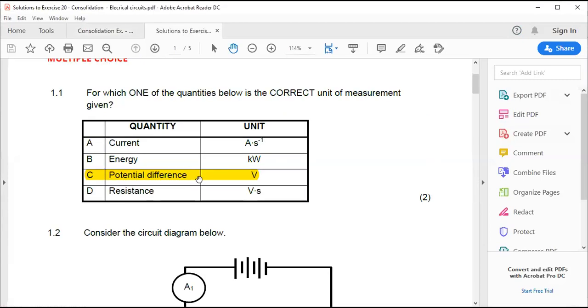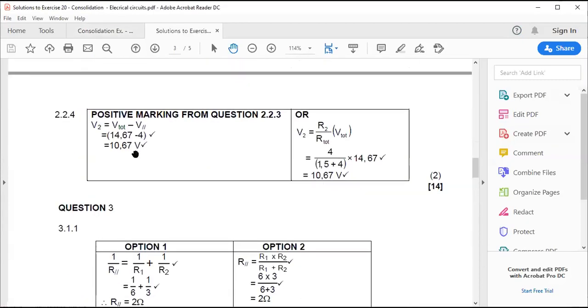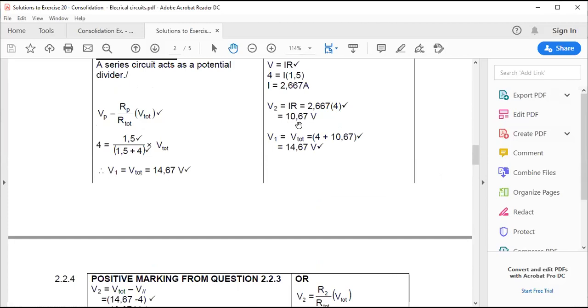Right. So we continue from this. 2.2.4. So there are 2 ways of doing it. For example, to get V2, you can take the V total that you now have minus the V parallel. Then it will give you 10,67. But from the previous answer, we already have that. So you can just choose this. You can still use that to give you 10,67.